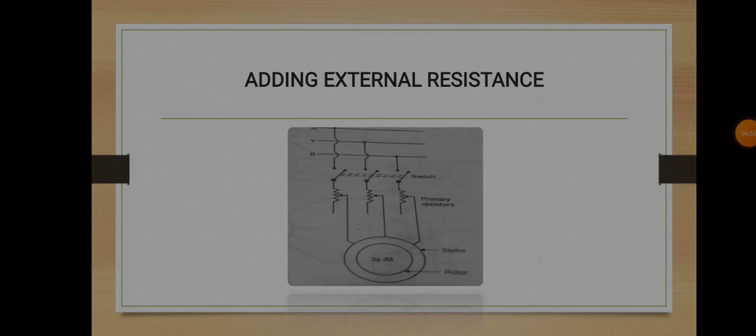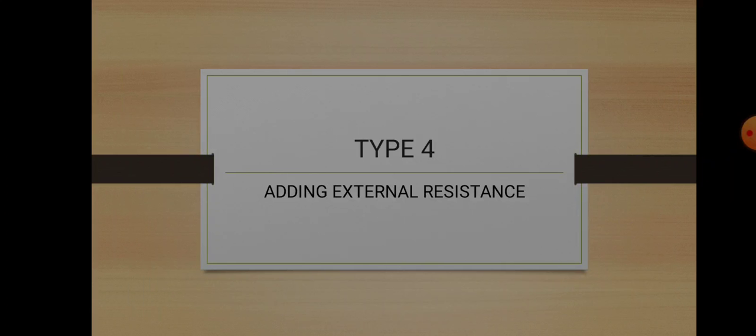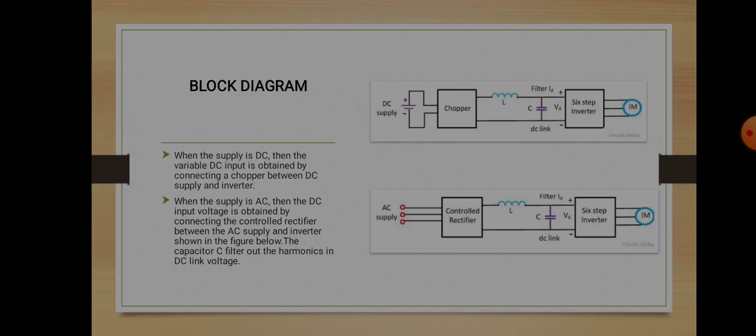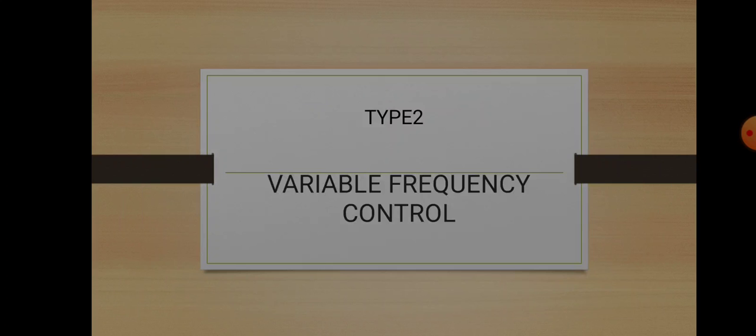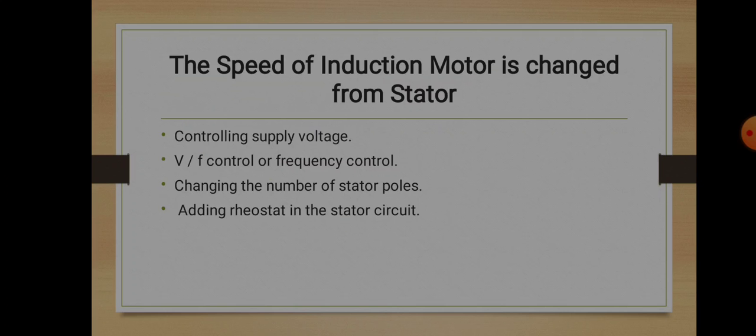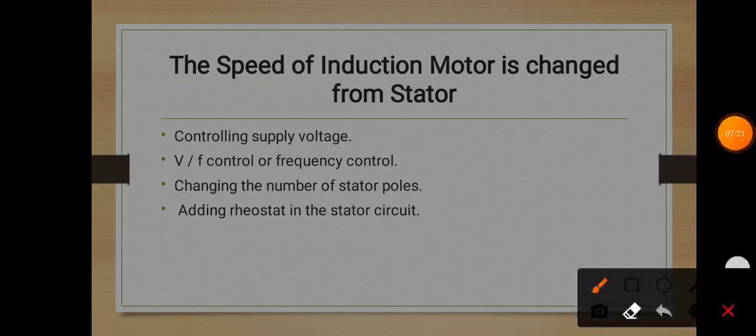Okay, so that has been performed. Finally, we have derived four types of varying the speed of the induction motor. So what are they? The speed of the induction motor can be varied by varying the supply voltage. That is, we have a back-to-back thyristor connected to each phase of the induction motor, and by varying the firing angle of the thyristor, the voltage of the induction motor can be varied.